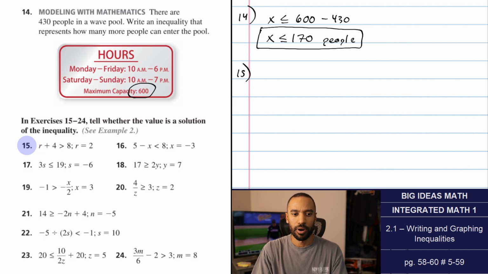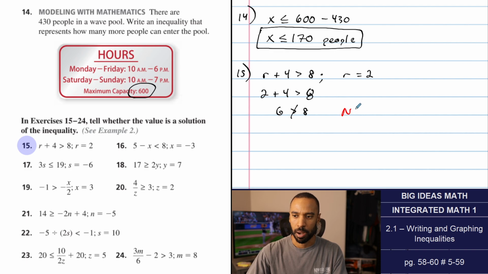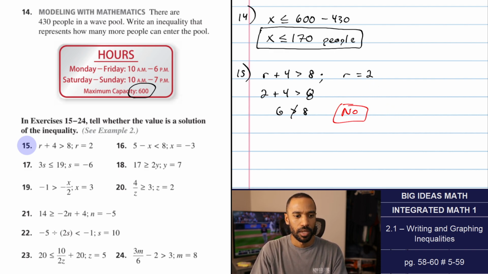Numbers 15 to 24 tell whether the value is a solution of the inequality. So I'm going to copy the problem down. We have r plus 4 is greater than 8, and we're going to test r equals 2. So we substitute 2 for r. Is 2 plus 4 greater than 8? Oops, 2 plus 4 is 6. 6 greater than 8 is a no-go. So no. I'm going to put yes in green, no in red. Is 2 a solution? 2 is not a solution because it did not satisfy the inequality when substituting.